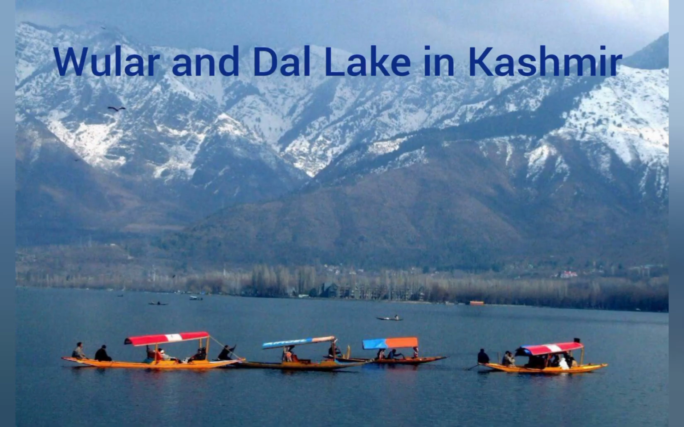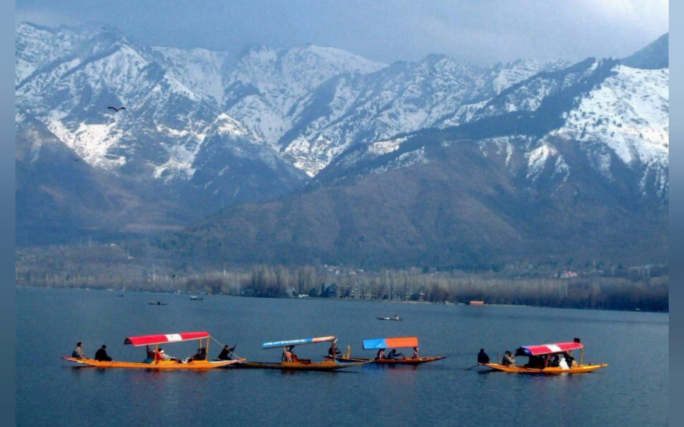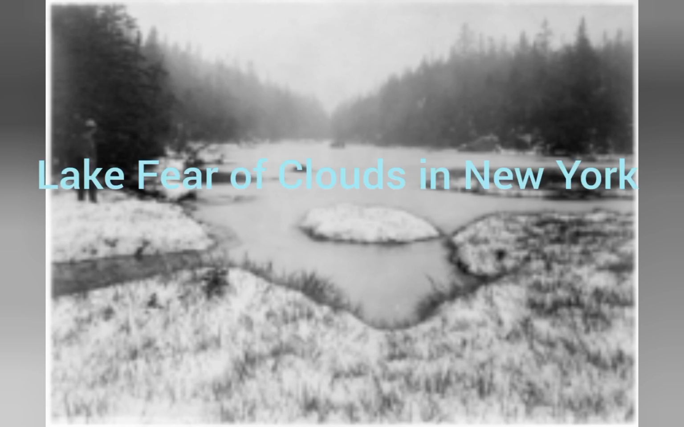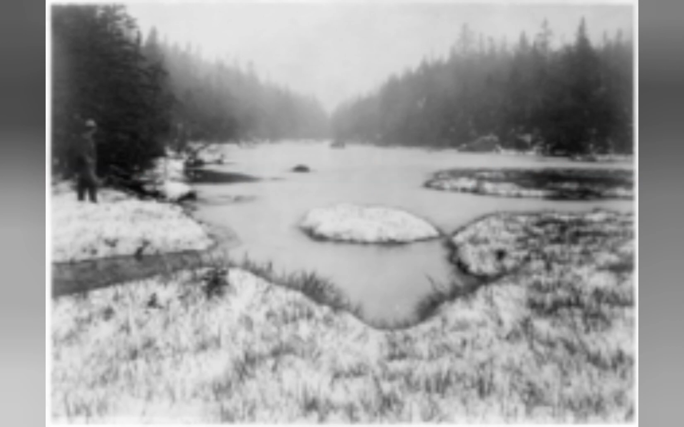Such examples of glacial lakes are also found in Kashmir. Such examples are Wular and Dal Lake. Wular Lake is the second largest freshwater lake of Asia. Another special type of glacial lakes are called tarns, which are basically formed in a cirque, which is on a mountain top. So they are called mountain lakes or pond lakes, and they are filled with moraines. Such an example is Lake Tear of the Clouds in New York.